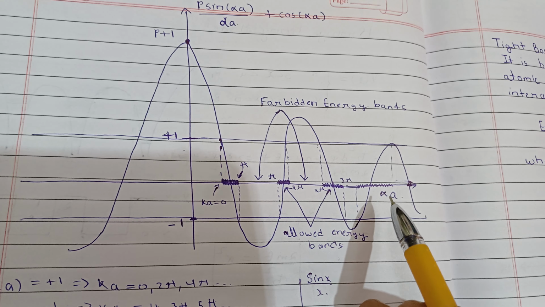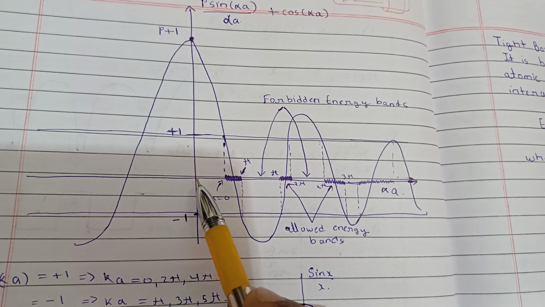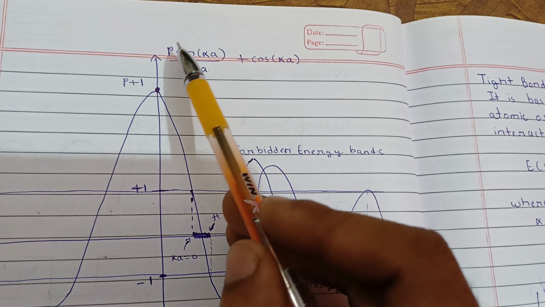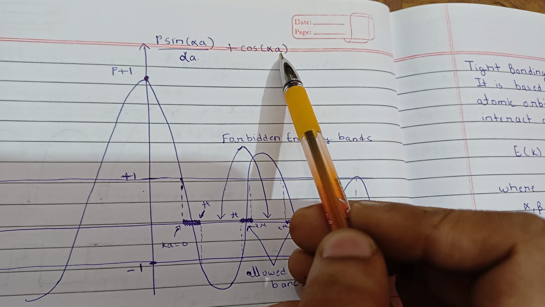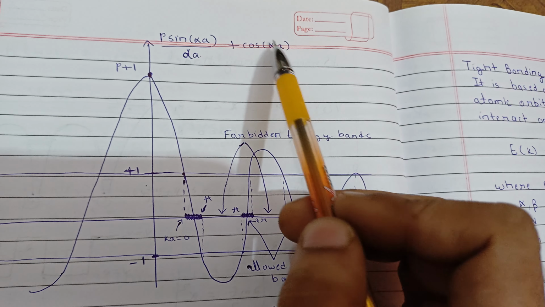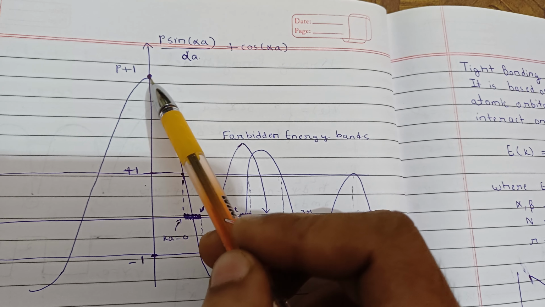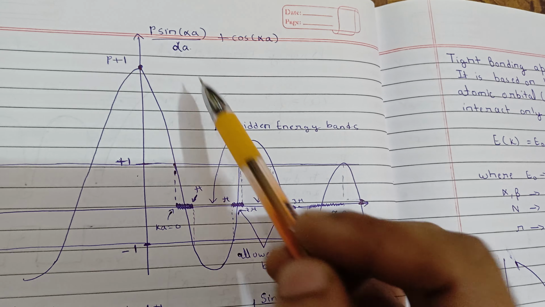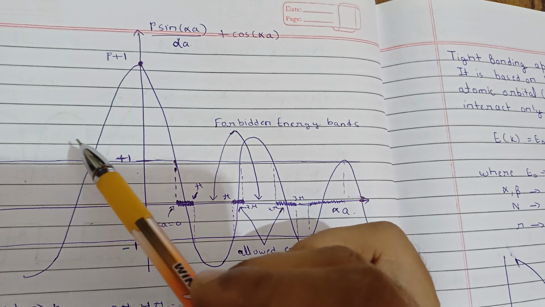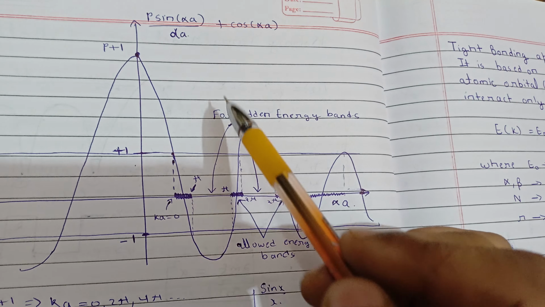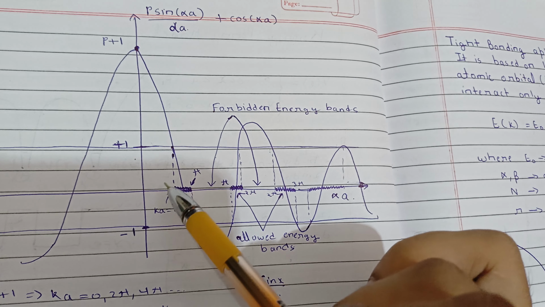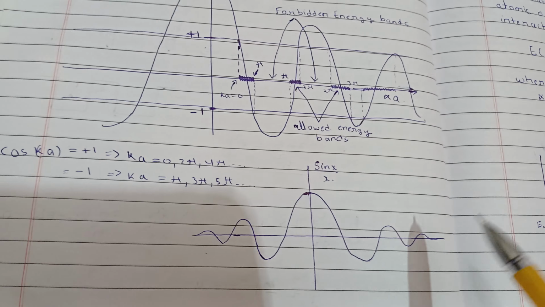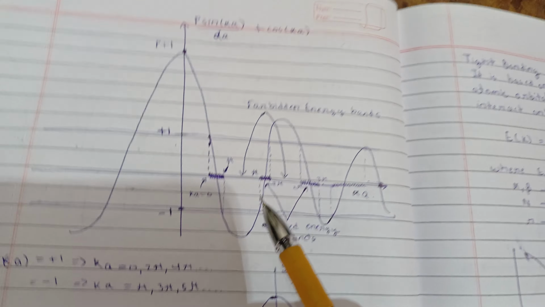Now let's see, when alpha A is 0, what will be the value of this relation? When alpha A is 0, then sin 0 by 0 is 1, and cos 0 is 1. It will give you P plus 1. Now P plus 1 lies somewhere here. This is greater than plus 1, so this will not satisfy the relation. So this region is out of bound, meaning the electrons can't exist in this energy range. Okay, so let's see how I plotted this graph.